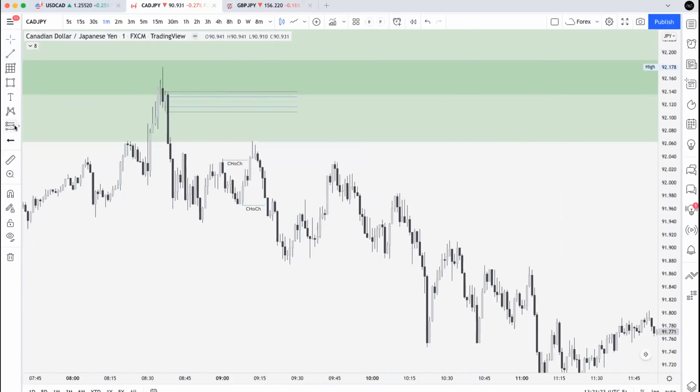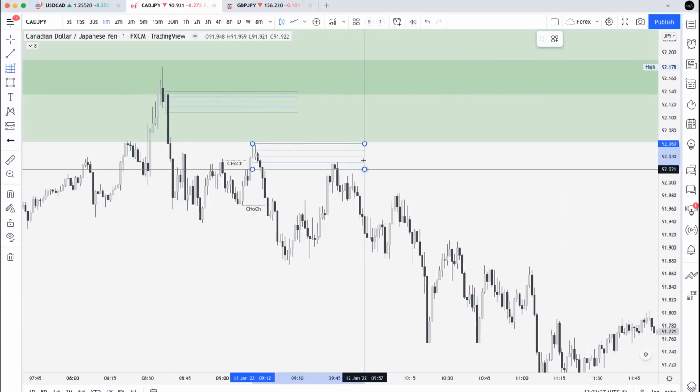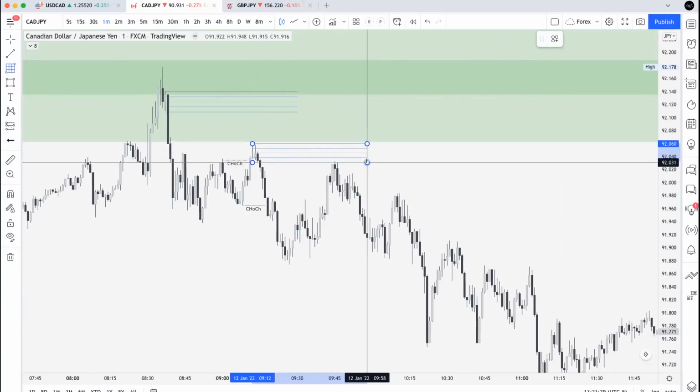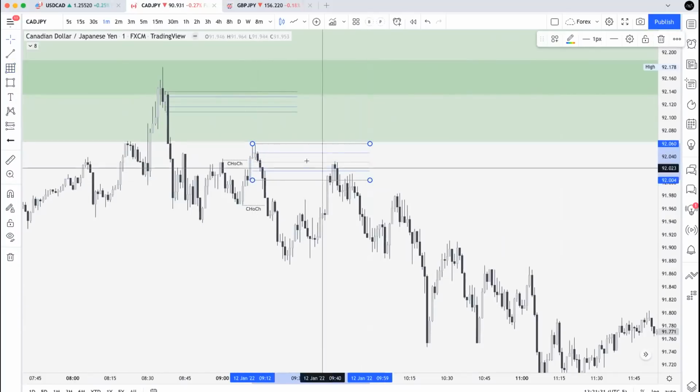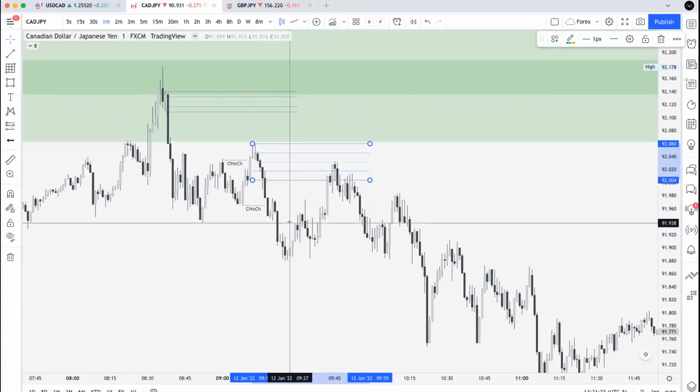Okay, and this could have been your continuation area. You could have gone for the high and just nicked it. You could have gone for, this would have formulated an OB on the 2-minute.